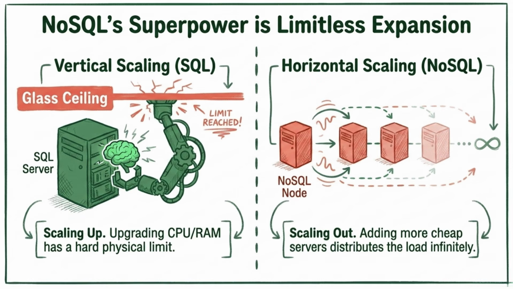Here is the defining difference in how each system grows. SQL scales vertically. You upgrade one server's CPU and RAM, but there is a hard physical ceiling to how powerful one machine can ever get. NoSQL scales horizontally. You simply add more servers to the network. More traffic, add more nodes. The scale is essentially infinite.